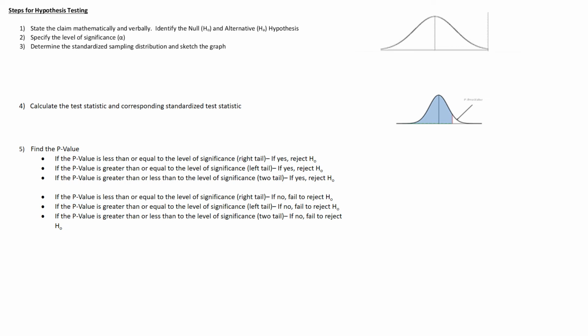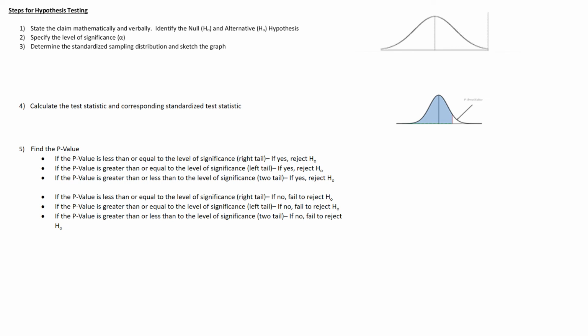Here's the order how we do things. We'll be doing this in class as well. State the claim mathematically. Remember, you've got to identify the null and alternate. The null is the equality statement. The alternate is the inequality statement. The claim can mean either one.